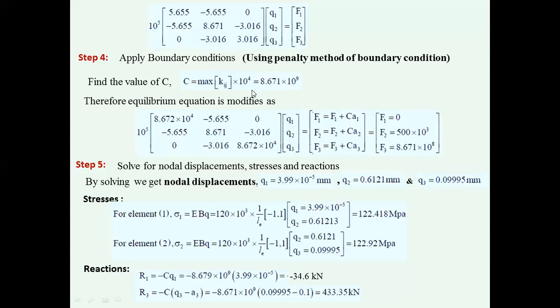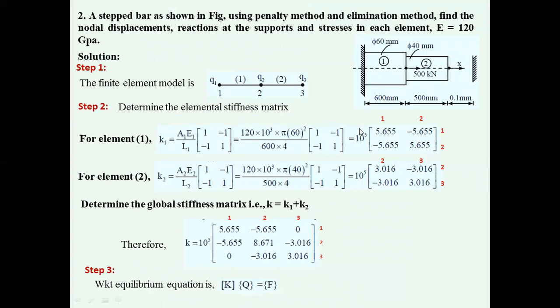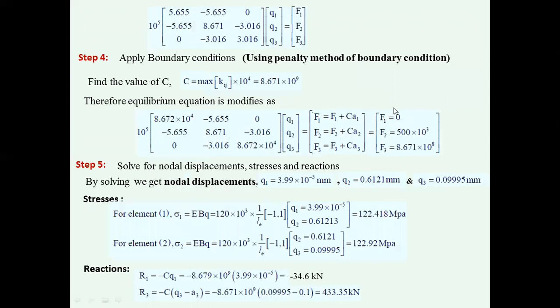C is now 8.671 into 10 to the power of 9 into A1. A1 is the known boundary displacement at node 1. Here the node 1 is not allowed to move, so the value of A1 is 0, and you'll get the final answer as 0. Come to the load at node 2: F2 plus C times A2. Here also node 2 is not allowed to move any displacement, so the value of A2 is 0, so C into A2 becomes 0. We'll get only F2, and F2 is 500 into 10 to the power of 3.